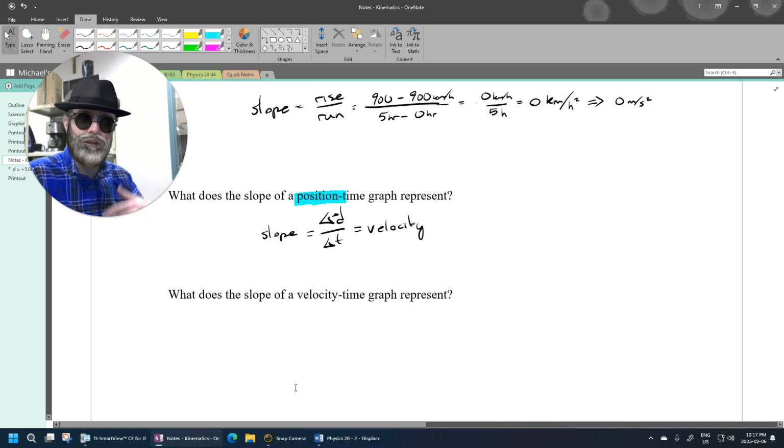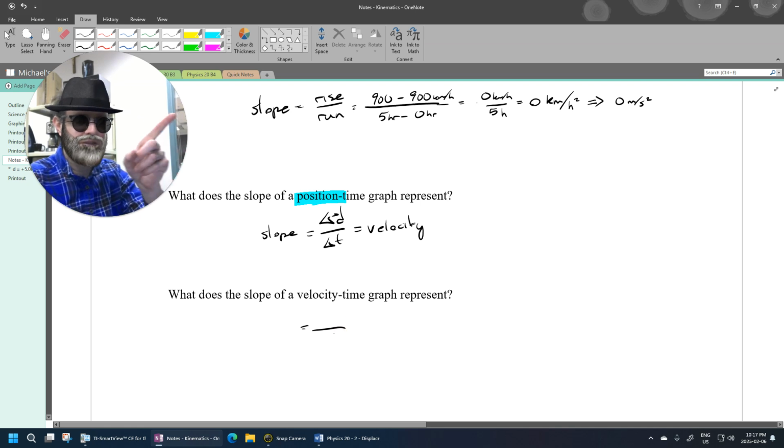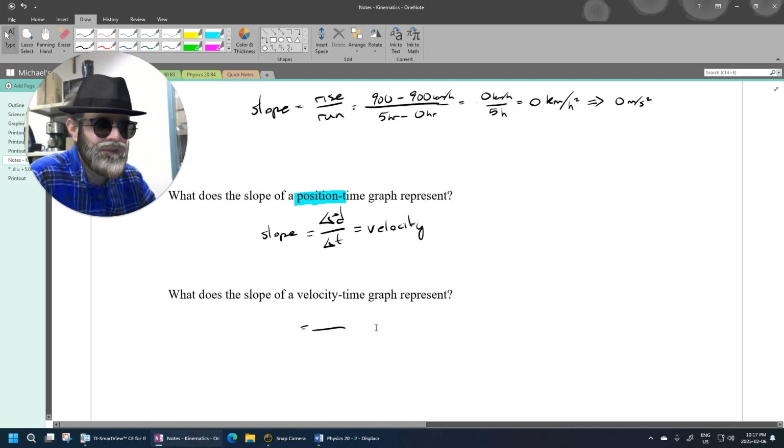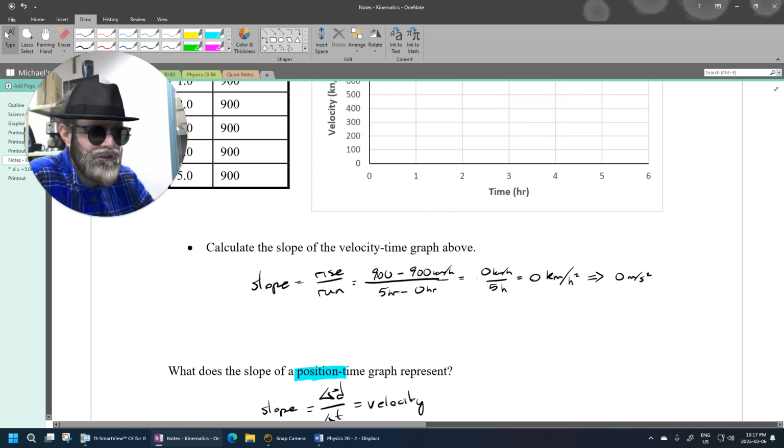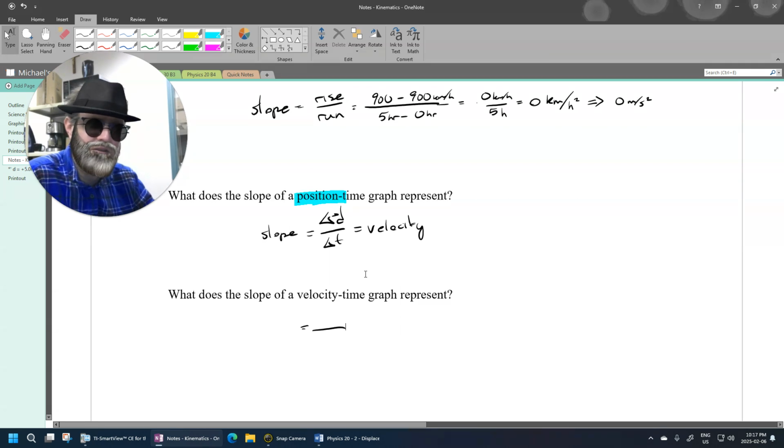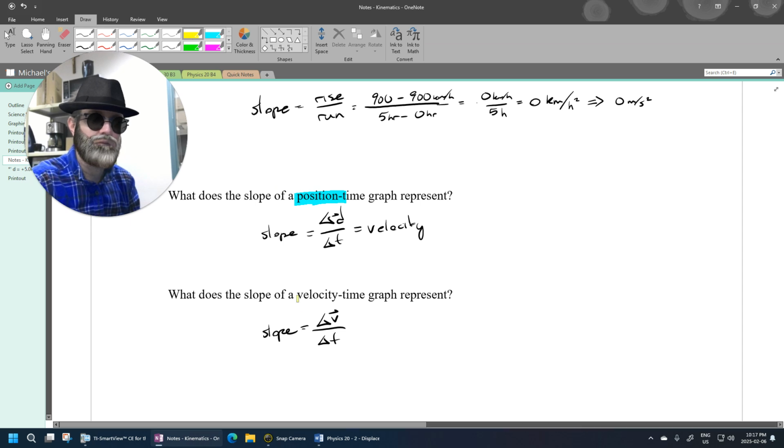But the slope of a velocity time graph is going to be similar to the calculation we just did right here. Now, this one ended up being 0, but what if it didn't? So what am I actually trying to find here? At the top, I have my final velocity minus my initial velocity. So I'm finding the change in velocity, and that's what I'm doing in the calculation. Then I divide it by change of time. So this is the slope of a velocity time graph. You notice there's velocities on the top here, and in this one, position's on the top.